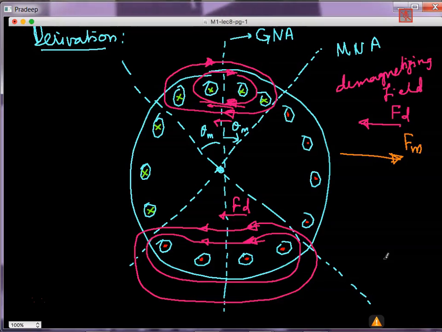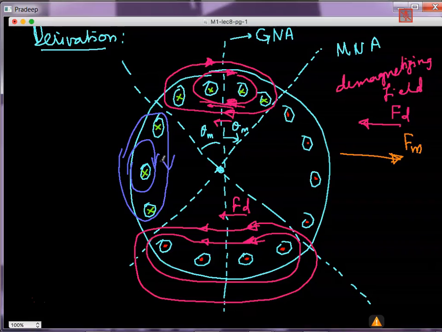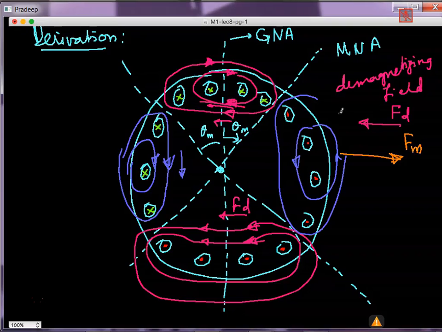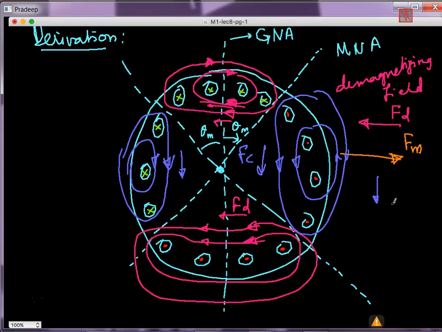Similarly, now look at the field due to this cross. So again here it will be clockwise. So inside the core, the field is downwards. Similarly, here it will be anti-clockwise. Here also it will be anti-clockwise. So inside the core, the magnetic field is downwards. So this is FC. So FC is cross magnetizing.